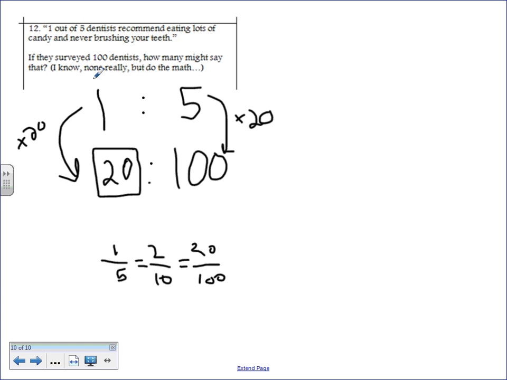All right. This one was a little harder. This is kind of like that last question from the homework. I changed it around a little. 1 out of 5 dentists recommend eating lots of candy and never brushing your teeth. Probably because that's a good way for them to stay in business. Of course, none of them would ever really tell you that. So now I say, what if they surveyed 100 dentists instead of 5? So in other words, it's going from 5 to 100. How do you get from 5 to 100? Multiply by 20. So whatever you do on that side, you have to do on this side. The answer is 20, right?